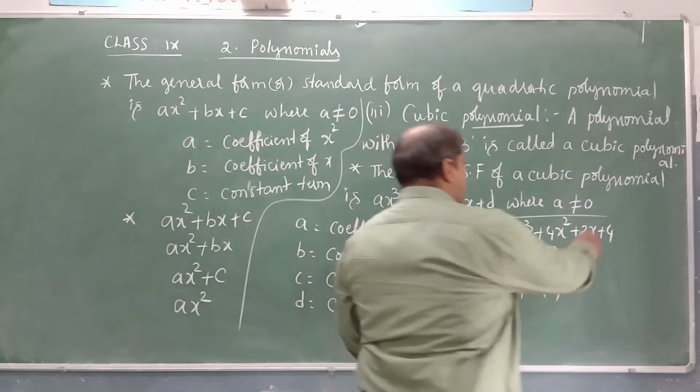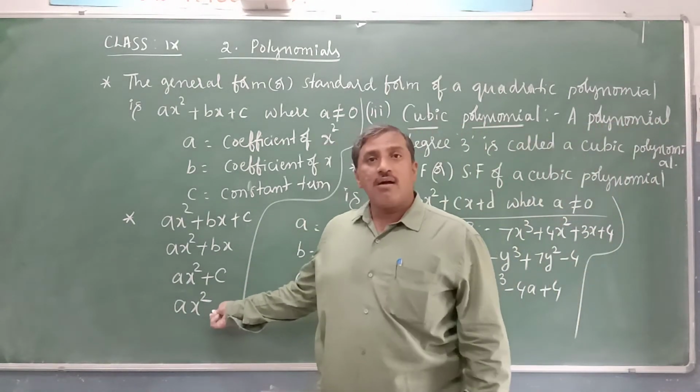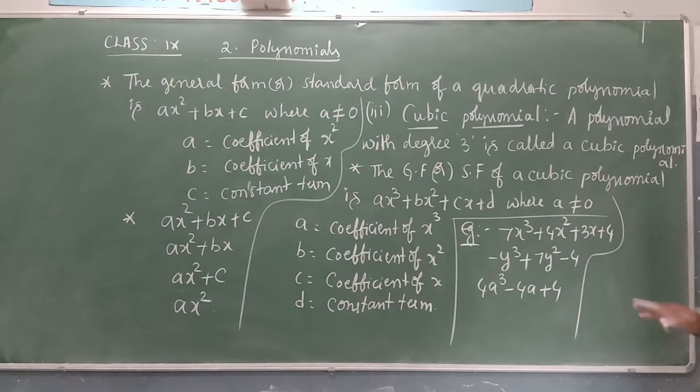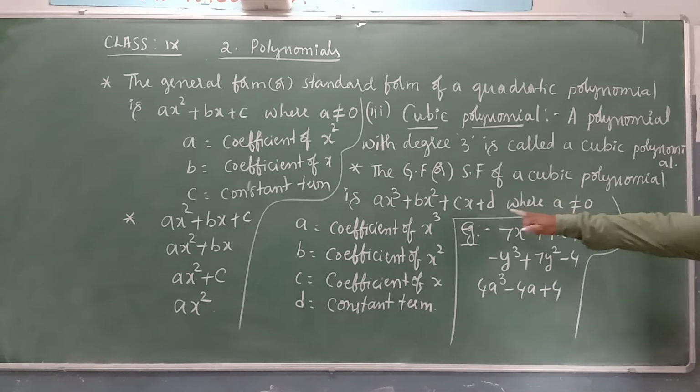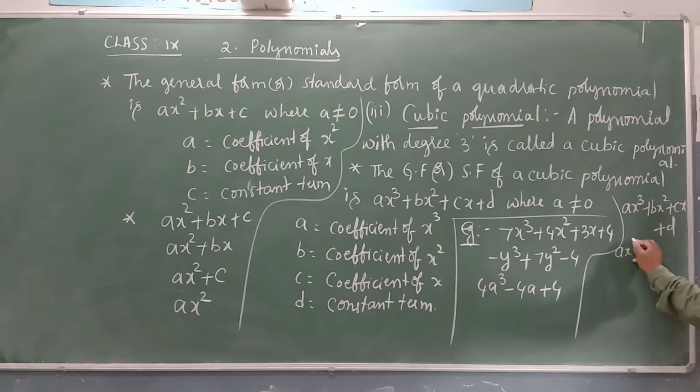As I explained for the quadratic polynomial, it may contain one term or two terms or three terms. Similarly, a cubic polynomial contains a maximum of 4 terms, that is ax cube plus bx square plus cx plus d. This is one form, containing 4 terms. Next, you see ax cube plus bx square plus cx. 3 terms are there, where we do not have the constant term.